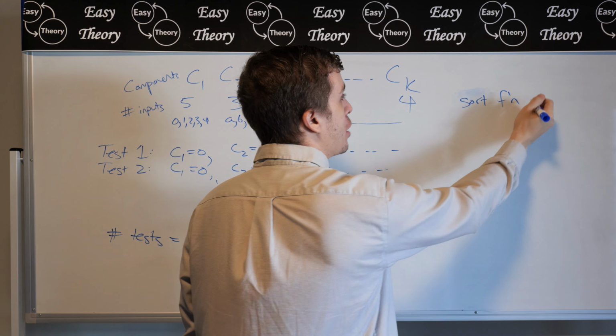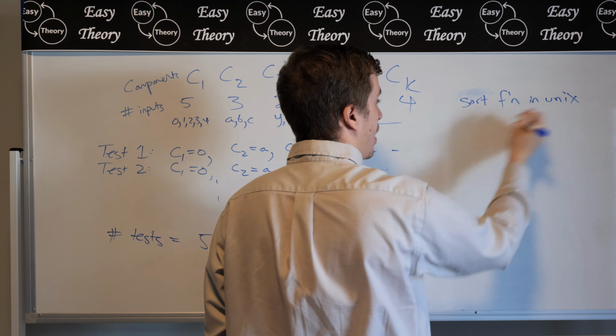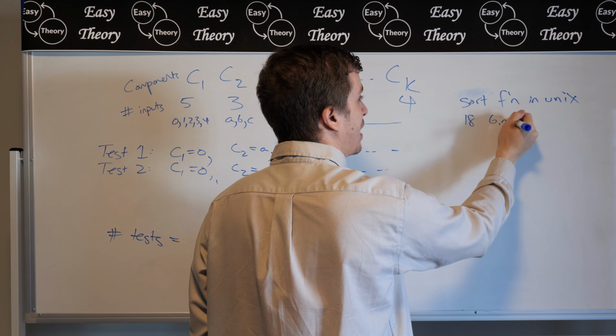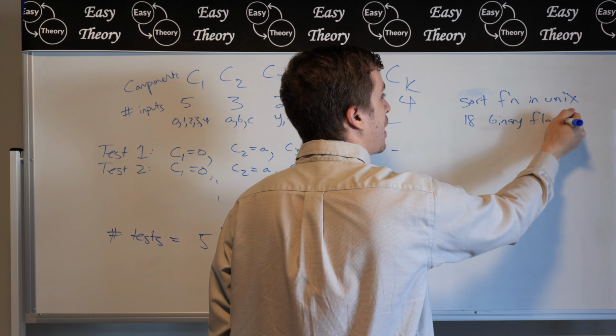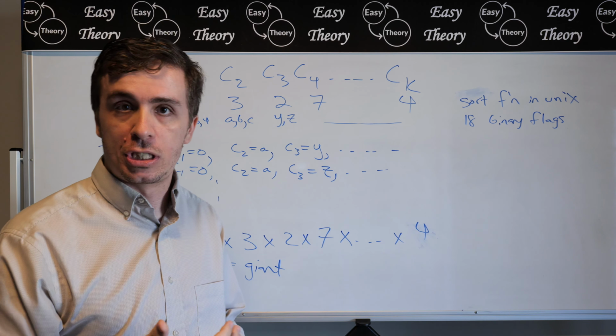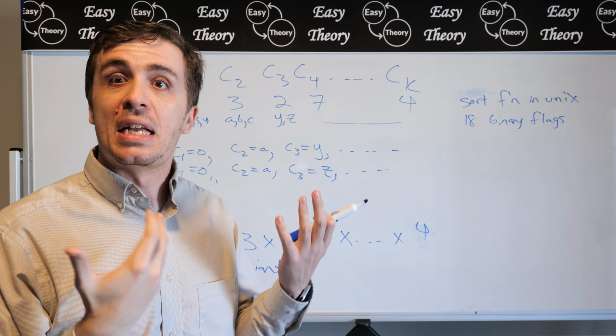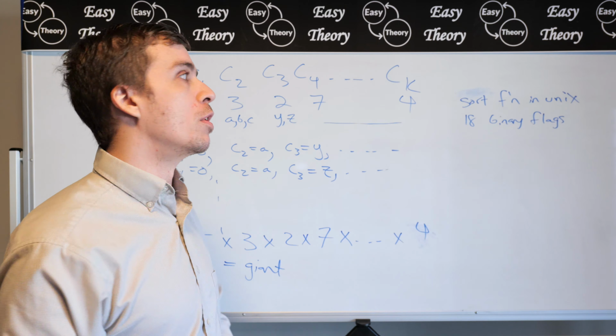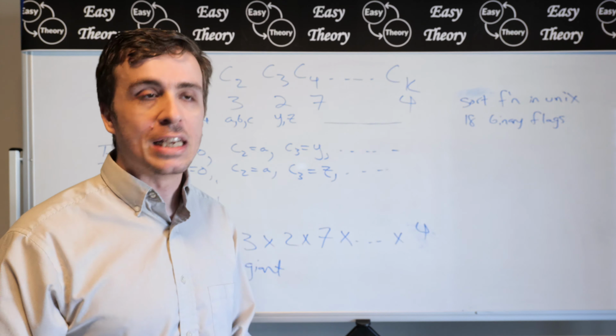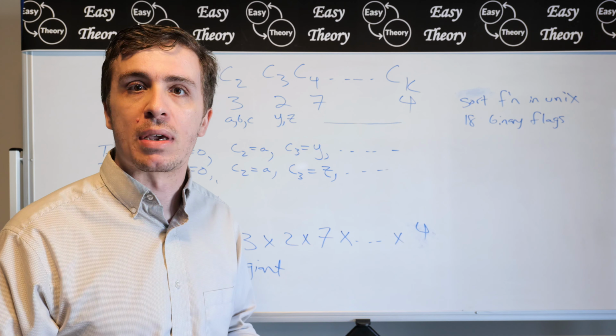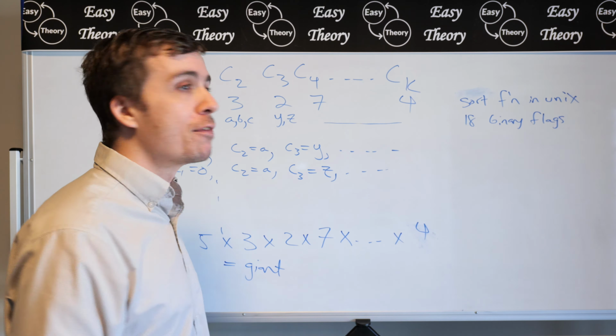So the sort function in Unix has 18 binary flags in it. There are a bunch of things that we could pass into the sort function, such as we want to sort things in ascending order or descending order. Maybe we want to ignore capitalization. A lot of different options that we can feed into this piece of software.